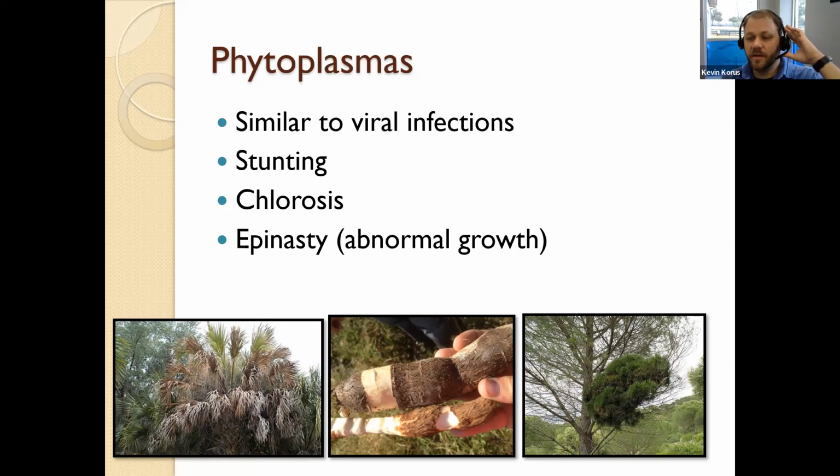And then in the right-hand picture, you can see that's a witch's broom, which is caused by a phytoplasma. And a witch's broom just means that you get a proliferation of buds or nodes. So where you would have this much space between nodes, all of a sudden you have this much space between nodes. So you get a lot of lateral branching and you get this weird looking, little growth on a plant.